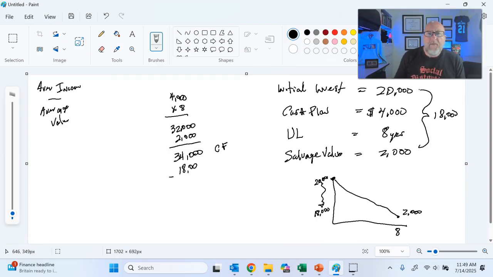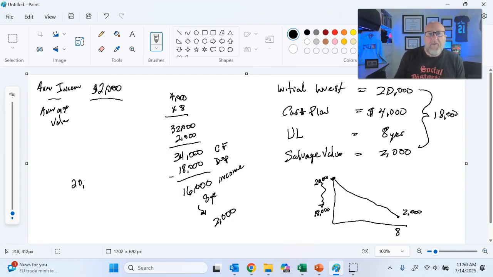So I could subtract 18,000 from 34,000. I can just call this depreciation. And now I have total income. The total income would be 16,000. However, we need average annual, so I would just divide it by 8 years, the useful life, and I would get 2,000 average annual income. That's the numerator. And then our average investment in this particular example, remember we said we would take the initial investment of 20,000 plus the salvage value, in this example 2,000, and we would divide that by 2. So 22,000 divided by 2, 11,000.